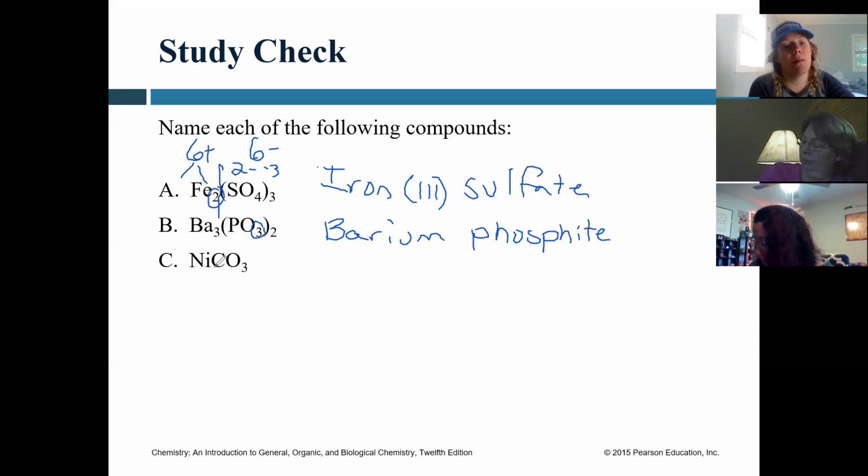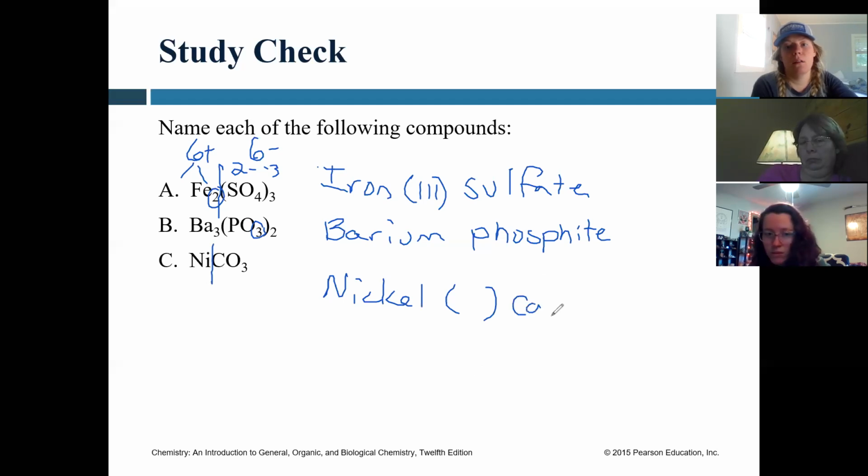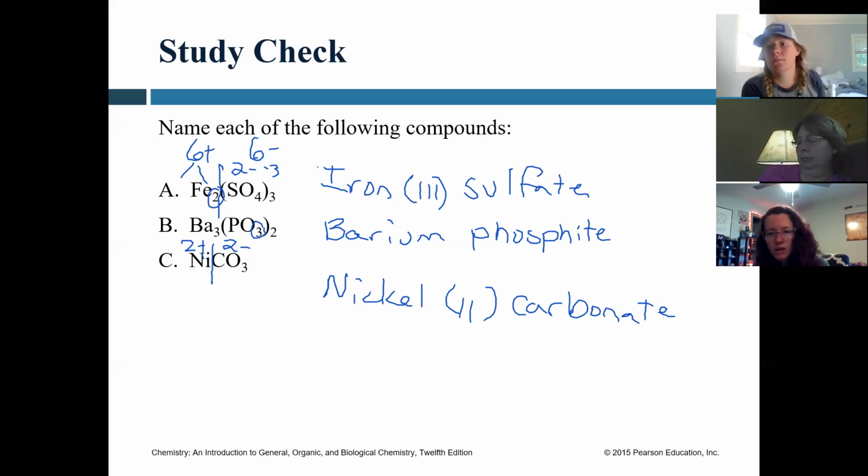This thing here, nickel and carbonate. So nickel, carbonate. Nickel has an unpredictable charge, so we've got to figure it out. Carbonate is always 2-, and there's 1 of them, so this has to be 2+. So nickel(II) carbonate. Hopefully that's clear.